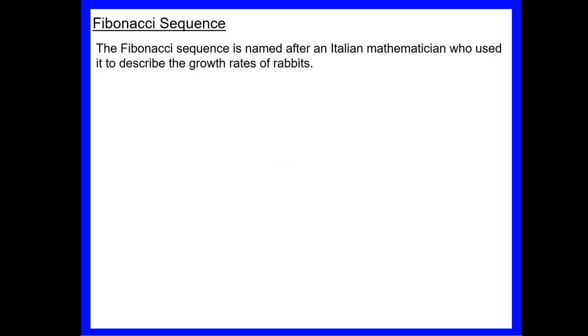Okay, another sequence we should be aware of is the Fibonacci sequence. Now, the Fibonacci sequence was named after an Italian mathematician who used it to describe the growth rates of rabbits. So it's been used by all sorts of different cultures. Fibonacci, the guy it's named after, just happened to be the one to write it down.